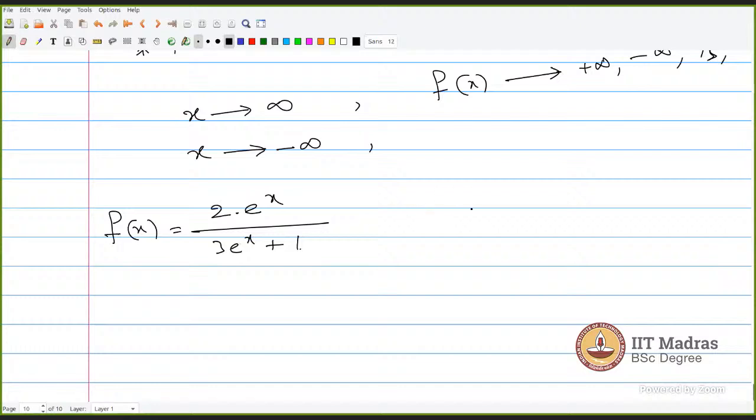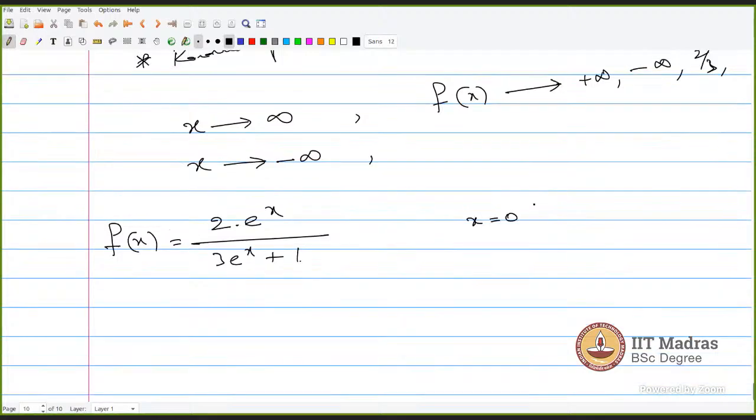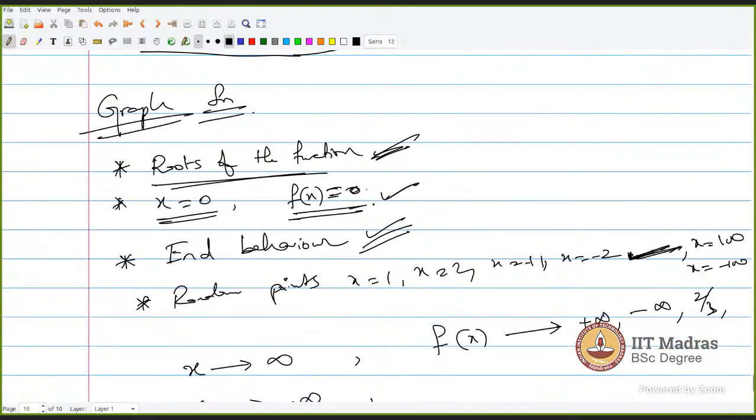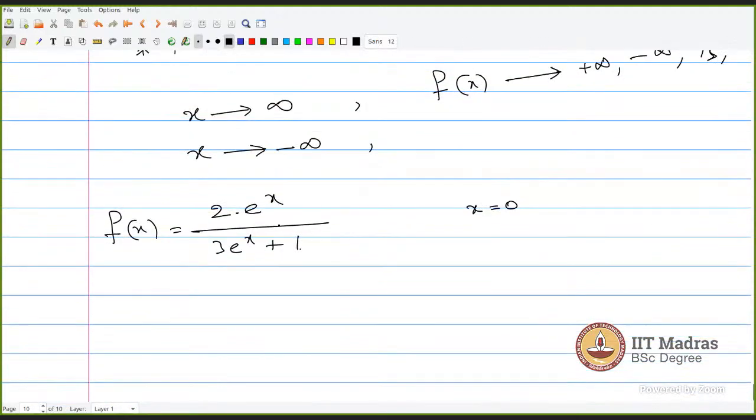So I will substitute x equals 0, which gives me the y-intercept. Why did I set x equals 0 and f of x equals 0? These are easy. For this, x equals 0 gives me the y-intercept, and f of x equals 0 gives me the roots, or the x-intercepts. Right, so just substitute x equals 0.